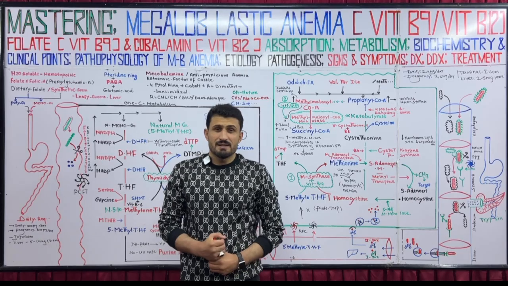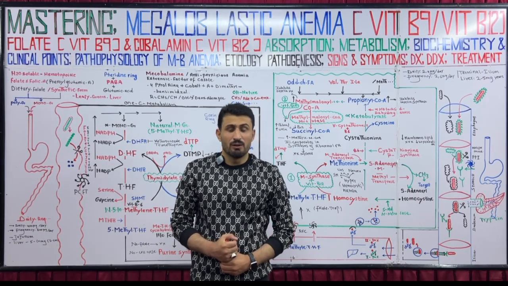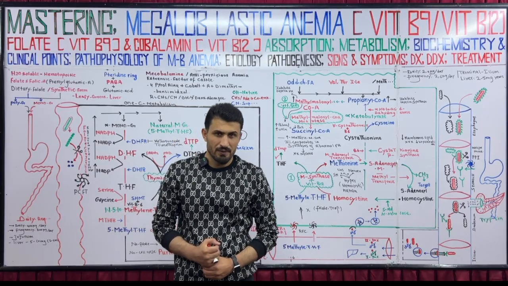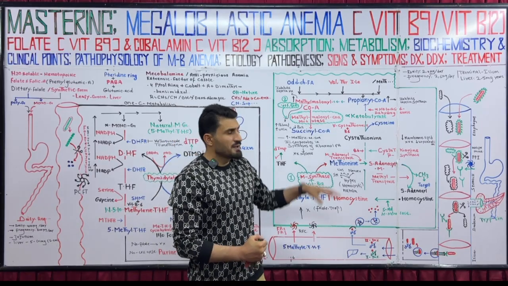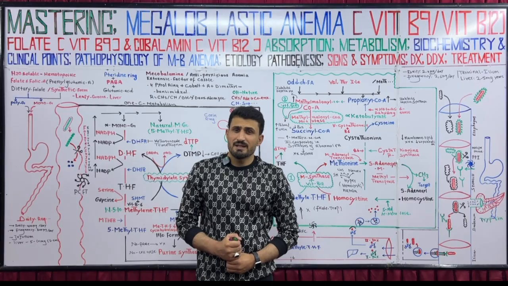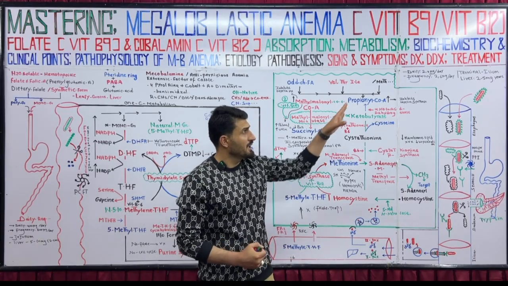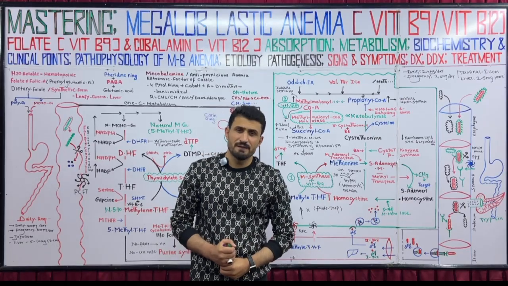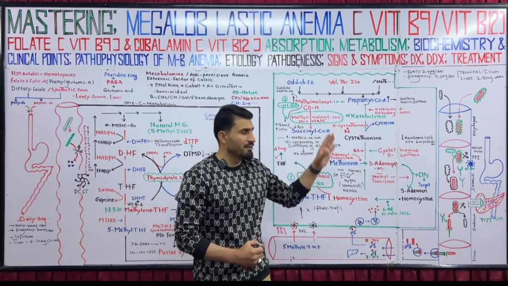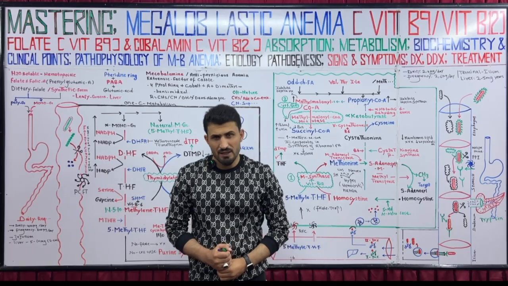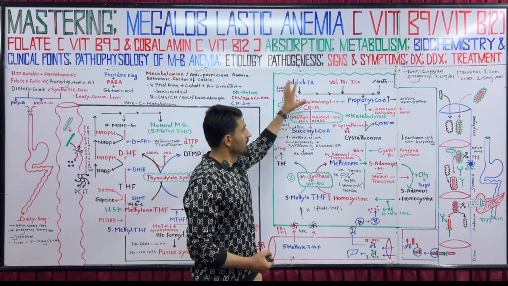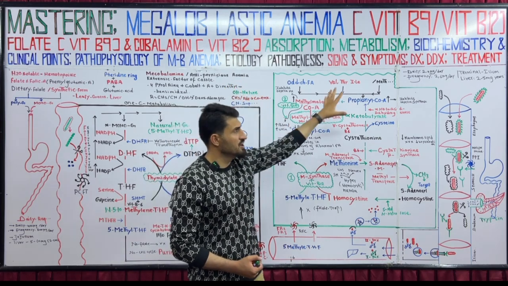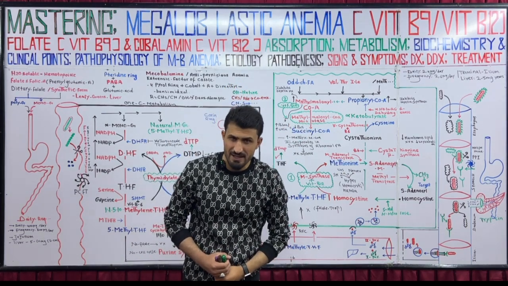Today we're going to discuss megaloblastic anemia, or vitamin B9 and vitamin B12 deficiency anemia. So, in this first part, we will discuss metabolism of vitamin B9 and vitamin B12. Okay, because this part is very important for perfect diagnosis and differential diagnosis of megaloblastic anemia, and also to know about the etiology and treatment of megaloblastic anemia.